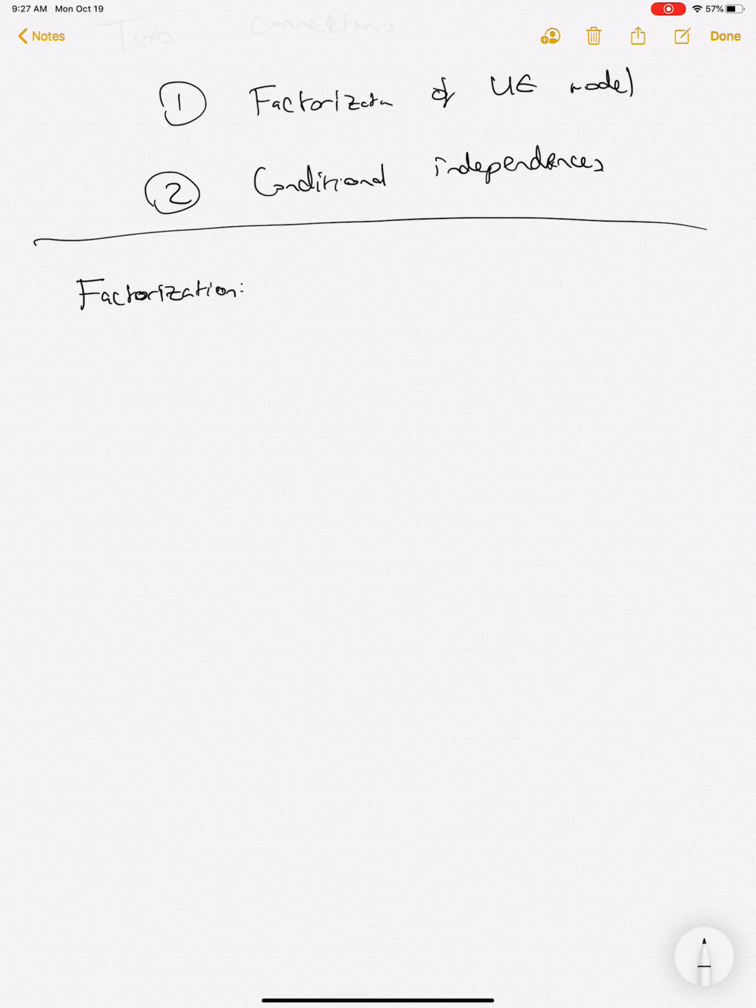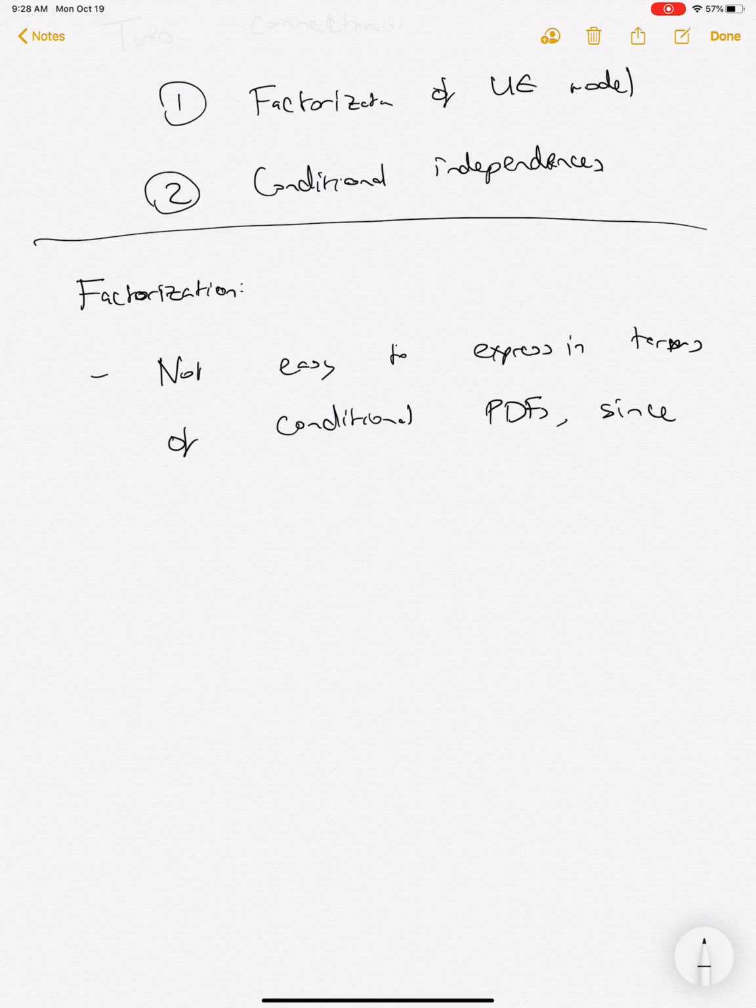So the factorization in the case of the undirected graph is actually a little bit more complicated. So it's not easy to express in terms of conditional PDFs, since there are no directions, and in particular what that means is no directions or no ordering of the variables.